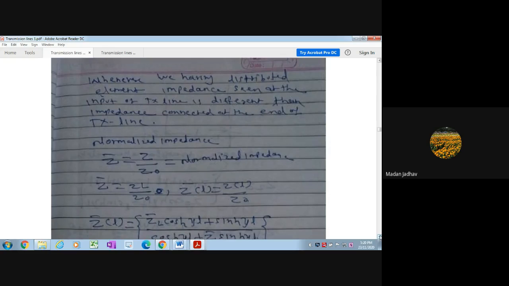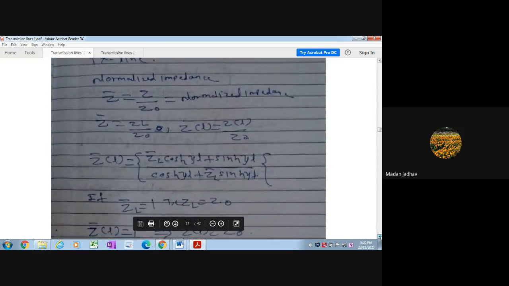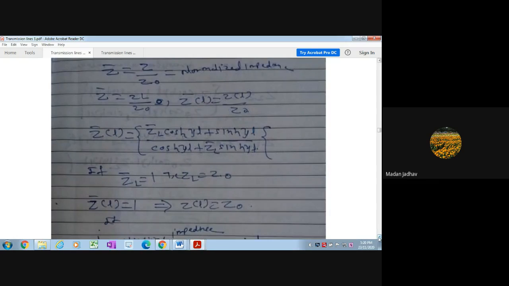Now, what is meant by normalized impedance? When we divide any impedance by the characteristic impedance of the transmission line, we say that the impedance is a normalized impedance. The equation for the impedance along the transmission line in normalized form is: Z bar = (ZL bar cosh γL + sinh γL) / (cosh γL + ZL bar sinh γL). Here the impedances are normalized.